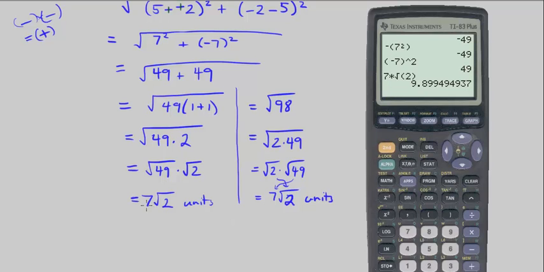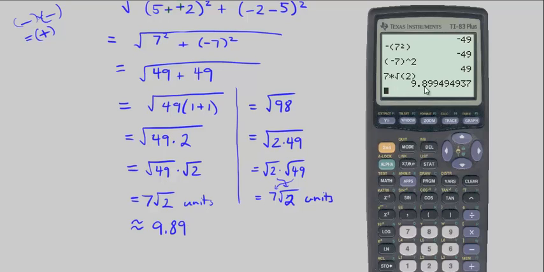So I could say it's 7 square root of 2 units, or approximately 9 point. So where do I want to round? I could put this whole thing, right? That's going to give me a lot of accuracy and precision. But I can just put it to 8, 9, right?